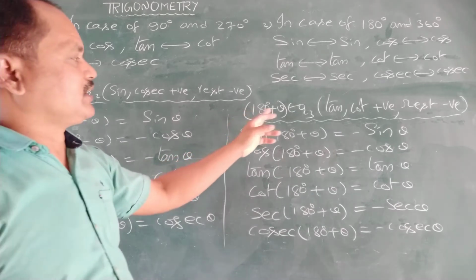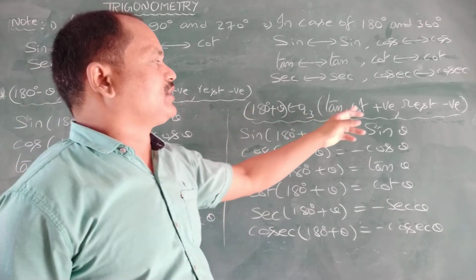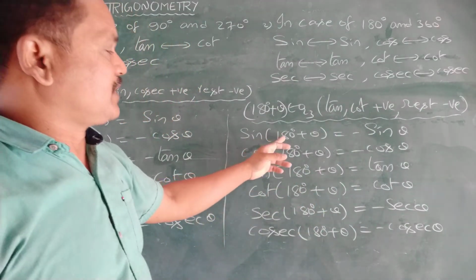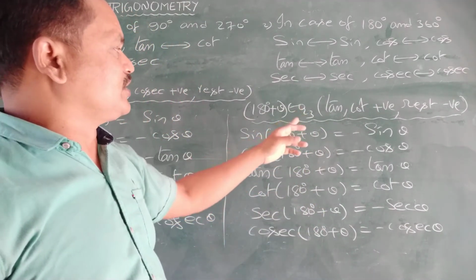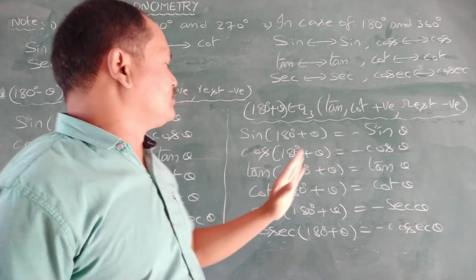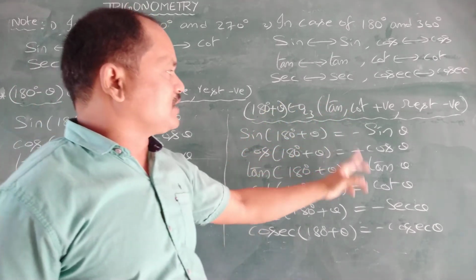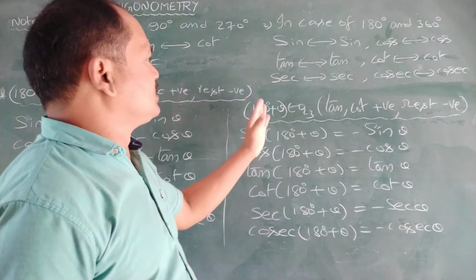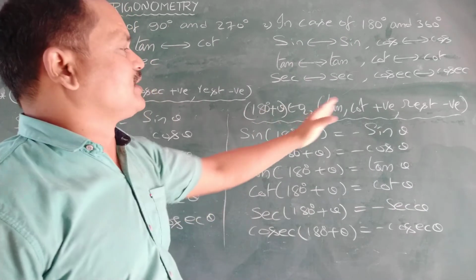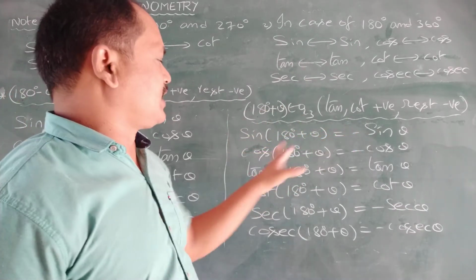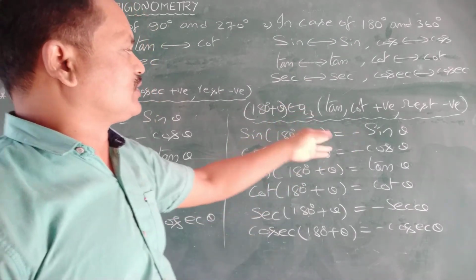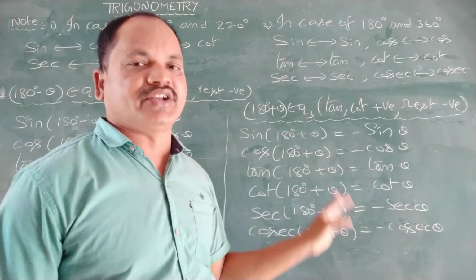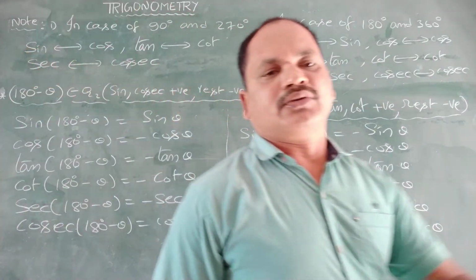Here 180 plus theta belongs to Q3. In Q3, tan and its reciprocal cot are positive, and the rest of the functions are negative. So 180 plus theta first of all represents Q3. In Q3, sine gives negative, and tan and cot give positive. Tan and cot give positive, rest of the functions give negative. That's why in case of 180, the same function will be there, according to the signs, since tan and cot are positive and the rest of the functions are negative. That's all. Okay. Now we are going to one more.